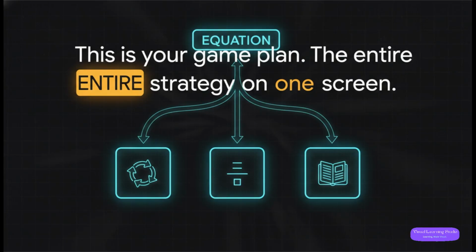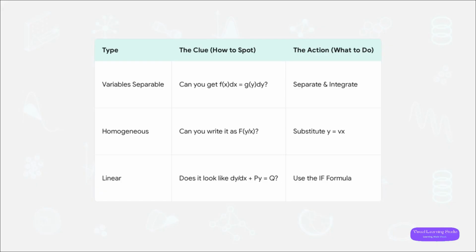Okay, let's bring this all together. Here is your master key, your entire game plan. So first, you check, is it separable? If not, is it linear? If not, it's probably homogeneous.